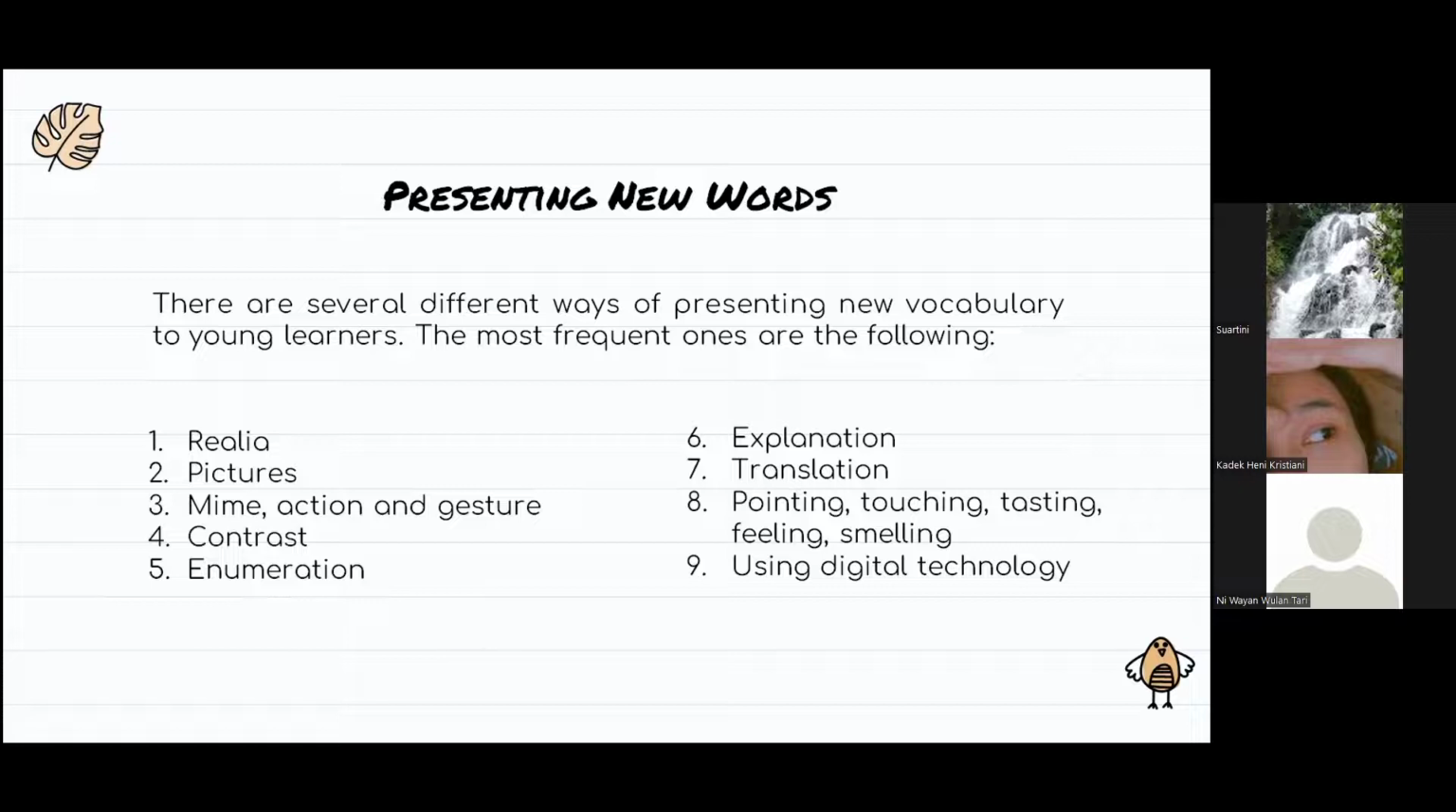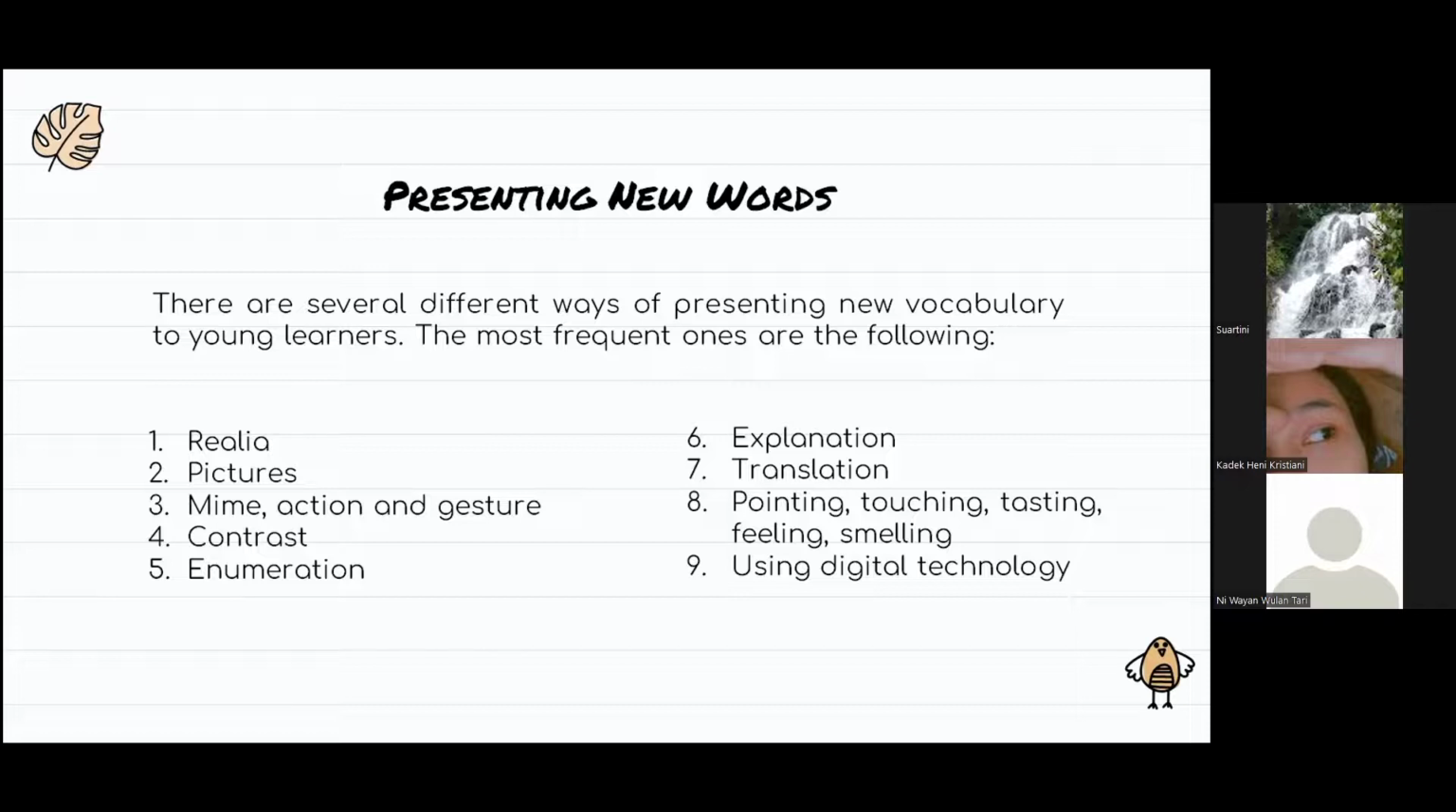The second, pictures. Bringing a fan into the classroom is not a problem. Bringing in a car, however, is. One solution could be bringing in pictures, board drawings, wall pictures, cards, and flashcards. Next, mime, action, and gesture.